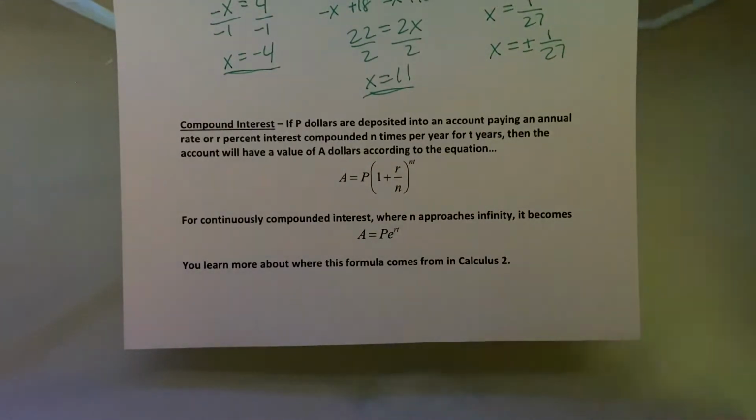r is your rate in decimal. n is your number of periods per year, and t is number of years. And for continuously compounded interest, when n approaches infinity, it becomes A equals P times e to the rt. e is like pi. It's an irrational number. You'll learn more about this if you end up in Cal 2, where it comes from, using limits.